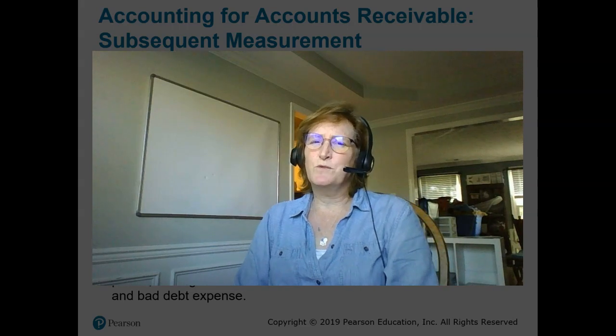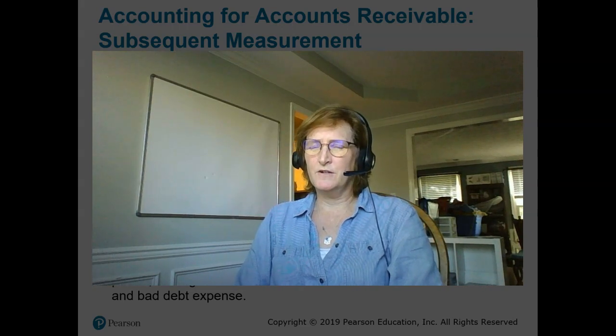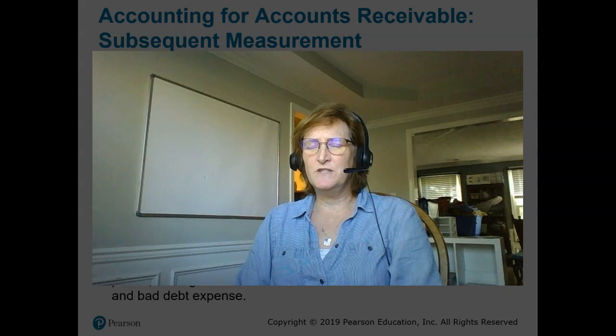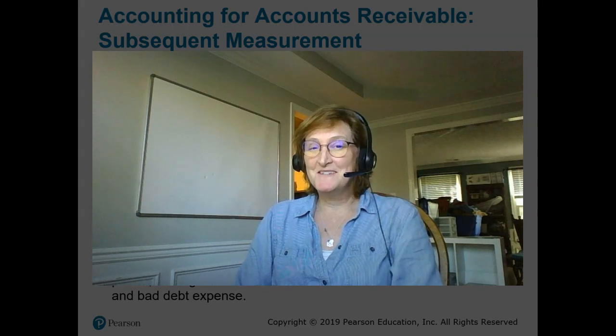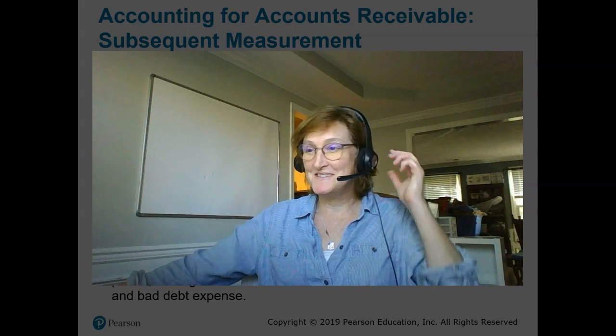Okay, so now we're going to take one more look at a bigger part of accounts receivable, and that is how do we deal with the customers that actually don't pay. So basically, we need to make sure accounts receivable is listed at an amount that's representationally faithful. All right, so let's take a look at how we deal with this.